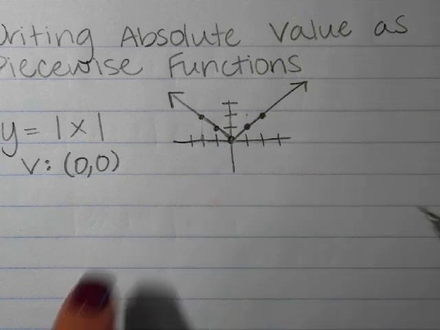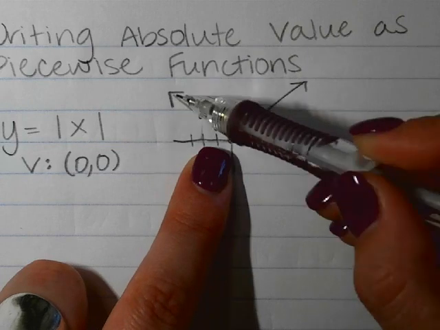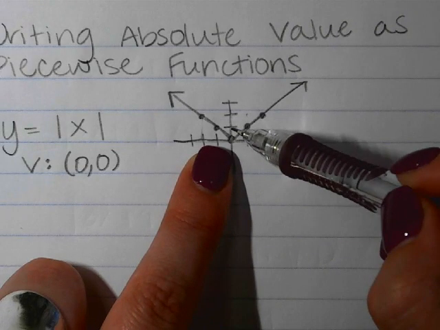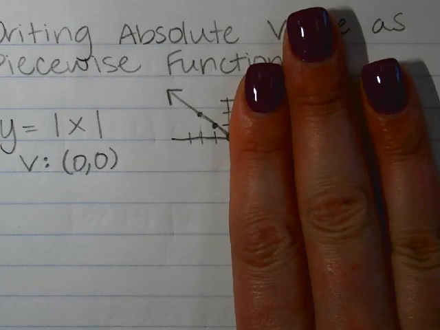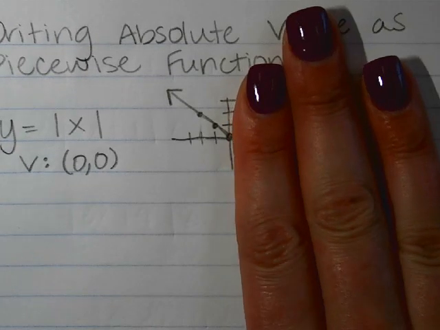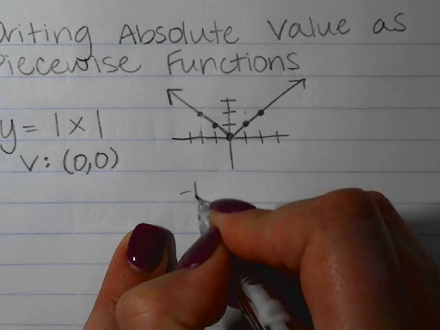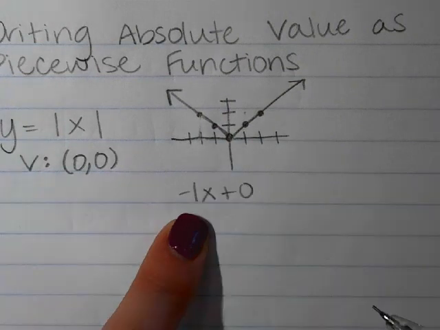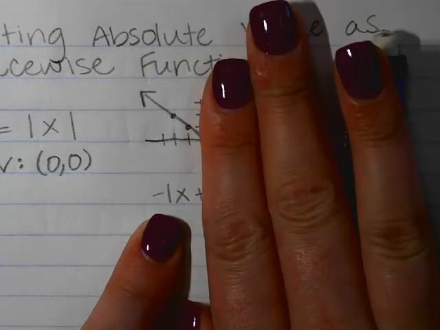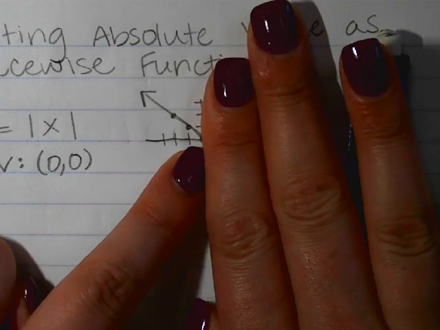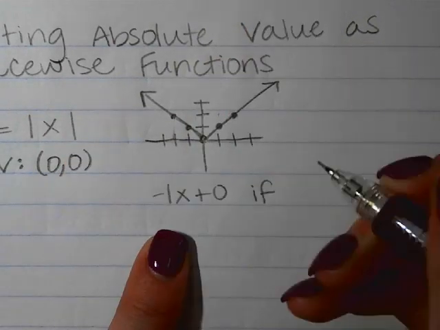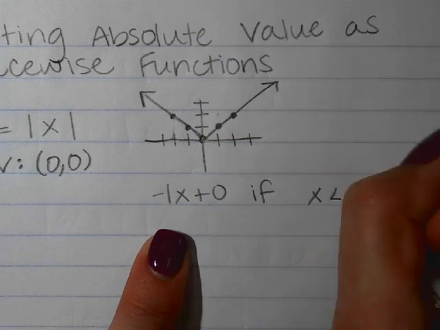Okay. So we're going to think about what the equation of the line on the left would have been. If we cover up this part, what is the y-intercept of that line? 0. And what's the slope? 1. It goes down 1, right 1, down 1, right 1. So if I write that out, this is negative 1x plus 0. That's the equation of that line, and that is only if the x value is less than 0, because that's how I can get just the left side. So I'm going to say if x is less than 0.